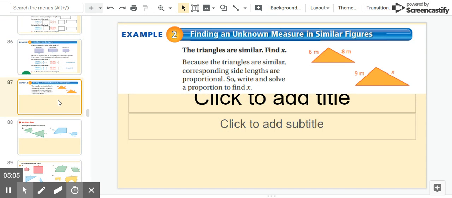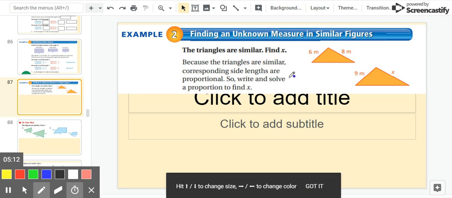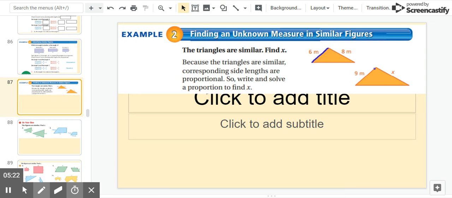Let's look at example 2. Now the triangles are similar. They said it's similar, then the corresponding sides should be proportional. So these two sides and these two sides are proportional. Let's set up the equation. It's going to be 6 to 9, the smaller one to the bigger one. 6 to 9, smaller to bigger one.